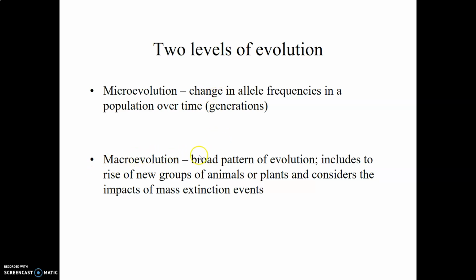Or we can look at evolution in a very broad sense called macroevolution. And this is a broad pattern of evolution that includes giving rise to whole new groups of animals or plants, and it also considers the impacts of mass extinction events.